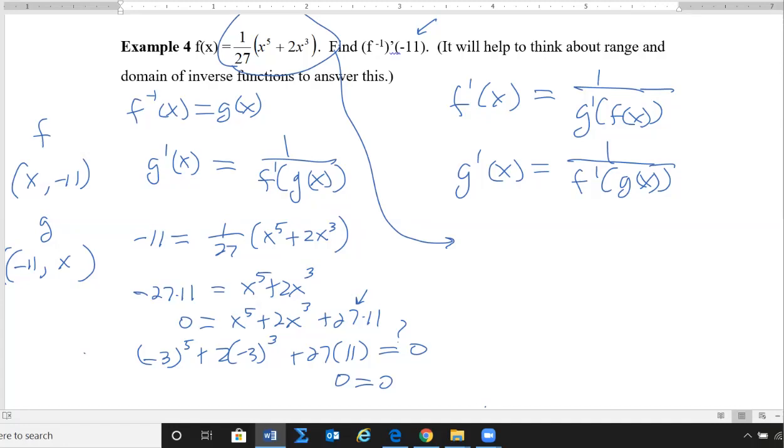But this turned out to be an increasing function. If you find the derivative, you can see that. So it's 1 to 1, and it has an inverse. So that means since it has an inverse, this is the only number, negative 3, that when used in f would give a negative 11. That means that this point here is a negative 3. So that tells us that g of negative 11 equals negative 3. Okay, that's what it tells us.